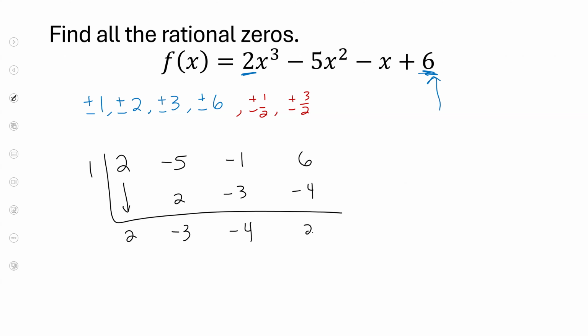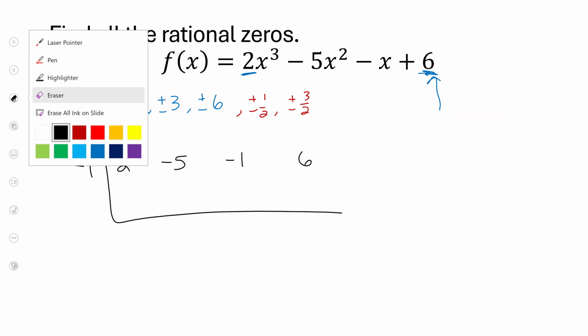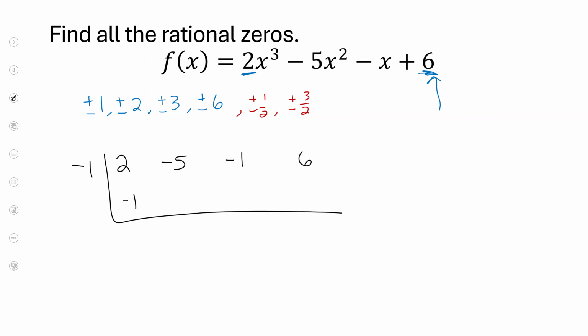And that did not work. 1 is not an answer. Let's try -1. So we bring down the first number. Multiply, add, multiply, add, multiply, add. That worked. So -1 is an answer.